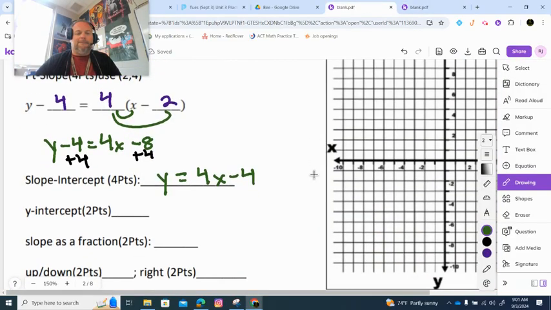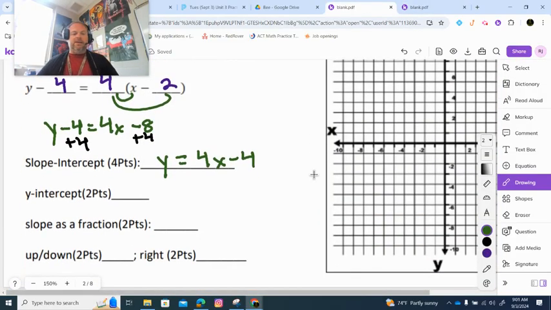So going back. So my y-intercept is negative 4. My slope is a fraction, it is 4 over 1. It's positive, so I would go up 4 to the right 1. Okay. All that good to go.